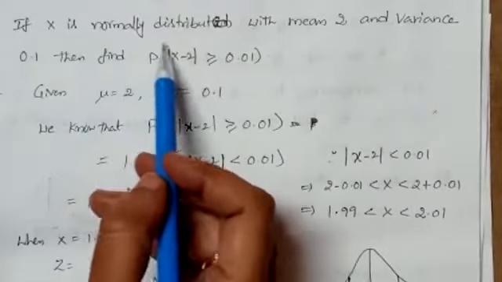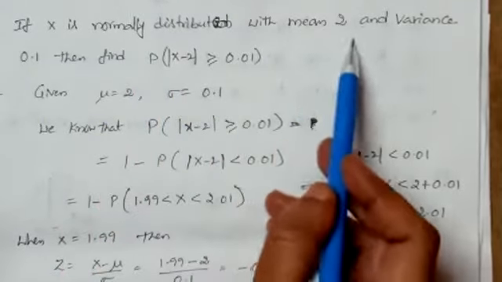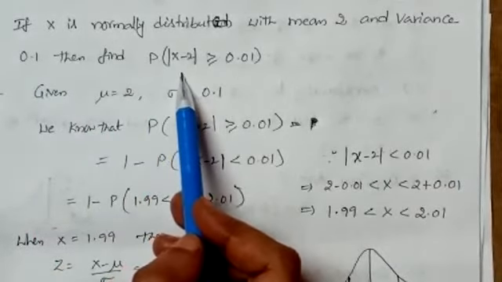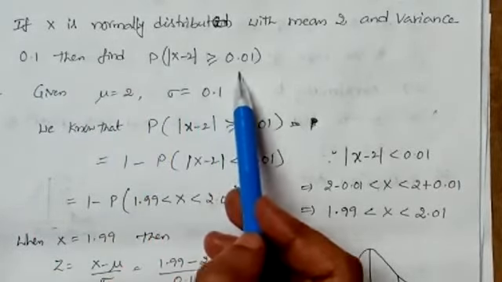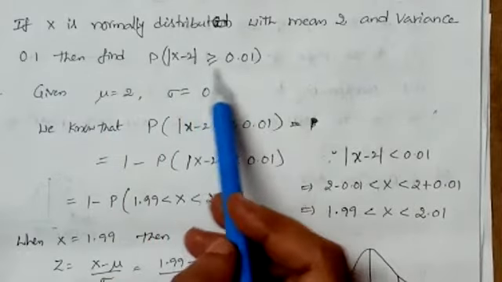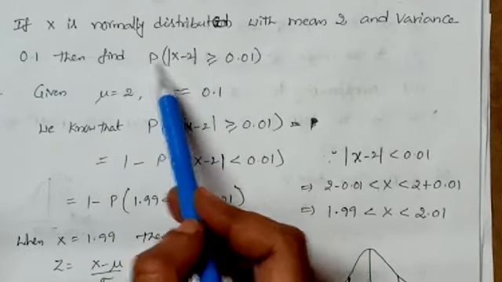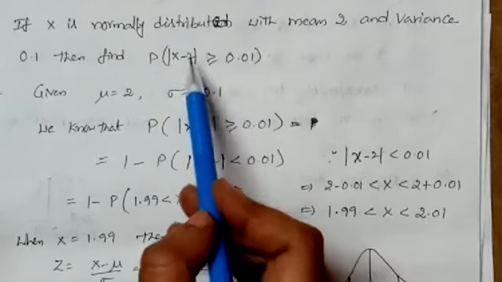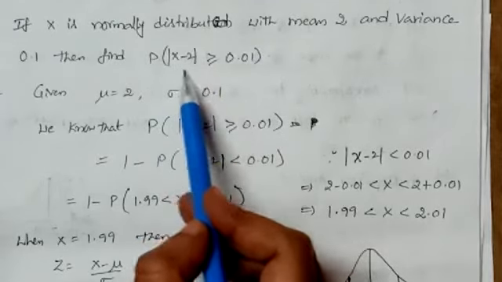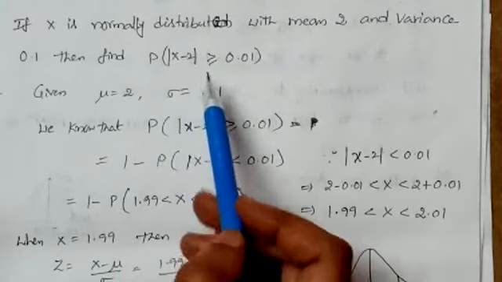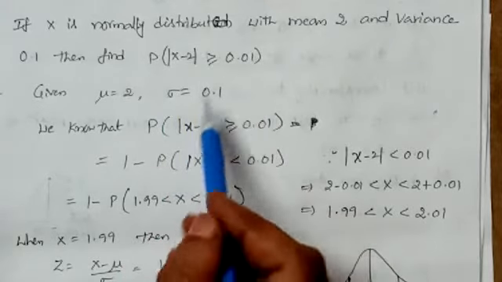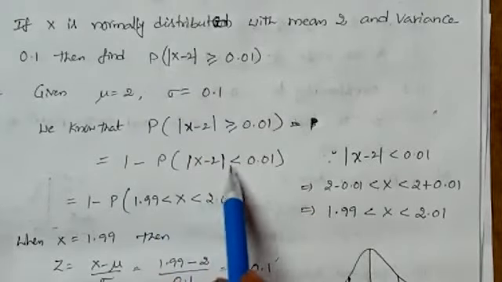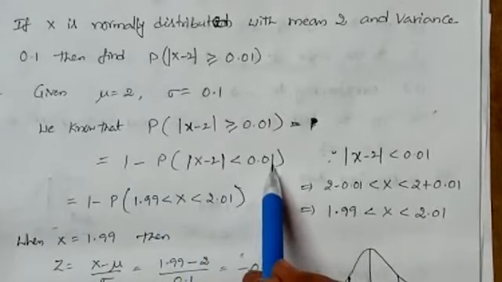If x is normally distributed with mean 2 and variance 0.1, then find the probability of mod x minus 2 greater than or equal to 0.01. So you need to find the value of this probability. First of all, you should know how to split this modulus. This I am writing as 1 minus P of mod x minus 2 less than 0.01.